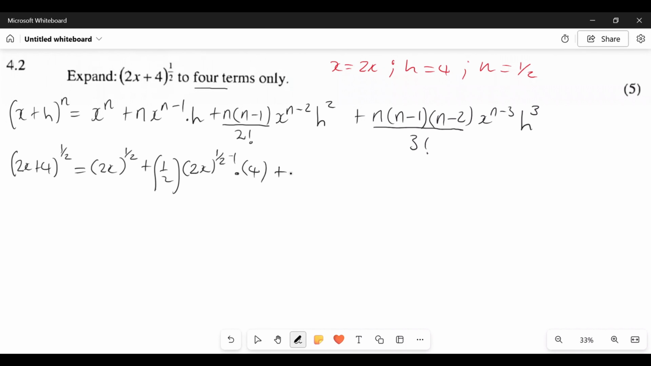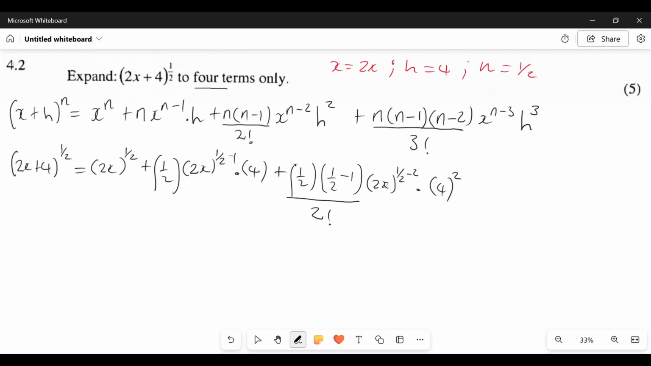There we go. Now let's go to the third term. Now let's continue plus. Now the third term, as you can see, we have n, which is 1 over 2, multiplied by n minus 1, which is 1 over 2 minus 1. All this is divided by 2 factorial. There we go. And then we multiply by x, but what is our x? It is 2x to the power of half minus 2. And then our h there, which is going to be 4 to the power of 2. Remember, h to the power of 2.